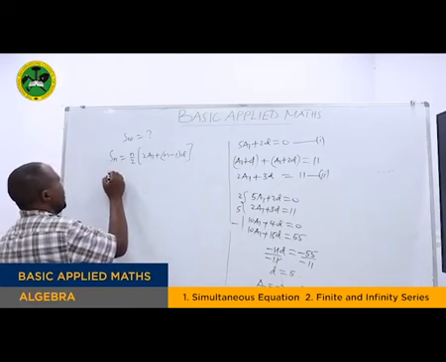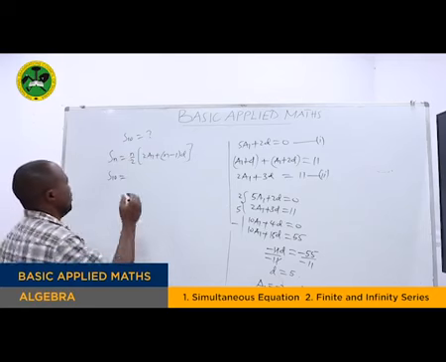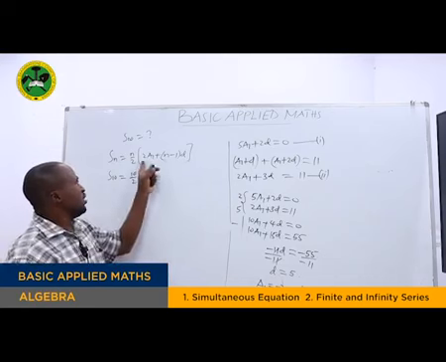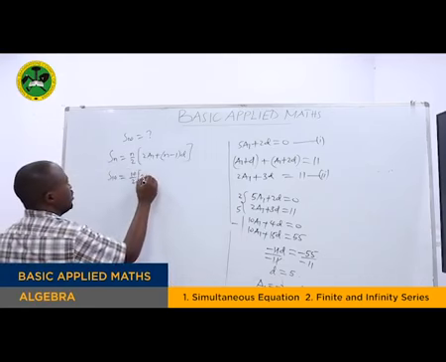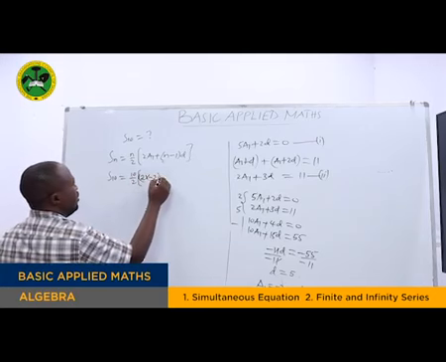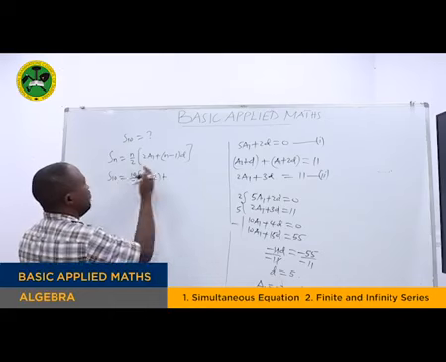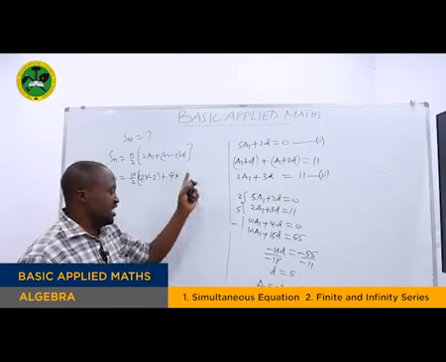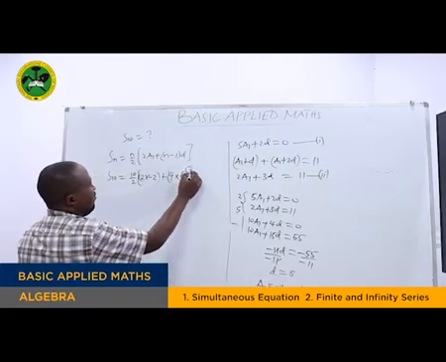So we have S10 is equal to N over 2, that is 10 over 2, bracket of 2 times A1. Remember, A1 is negative 2. So it's 2 times negative 2. Then plus, followed by N minus 1. So we have 10 minus 1, that is 9, times common difference D. D we have 5, that is 5.